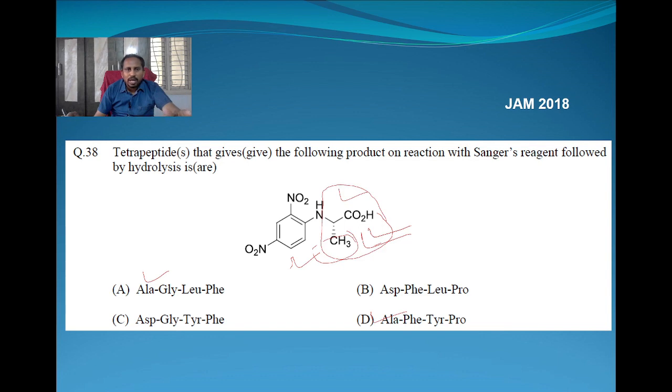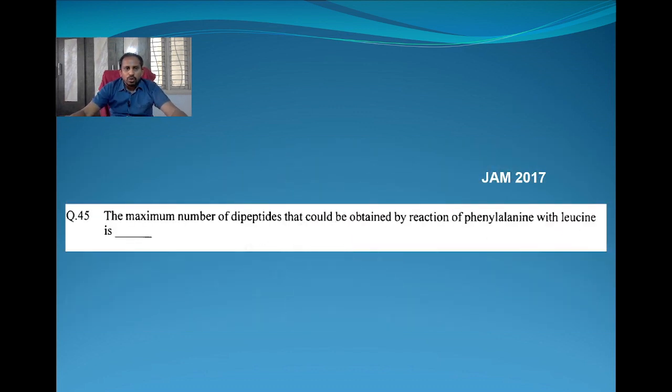So that is the answer. Tetrapeptides means more than one answer is possible. So A and D is the answer. Okay. Now, the maximum number of dipeptides that could be obtained by reaction of phenylalanine with leucine.